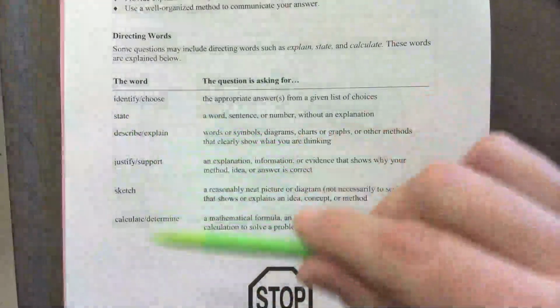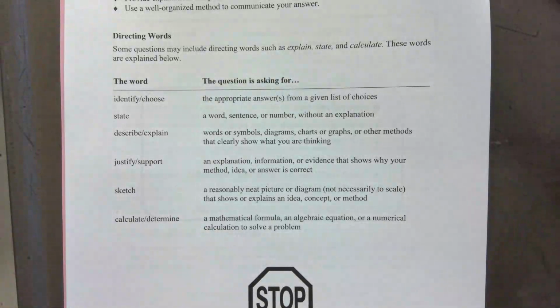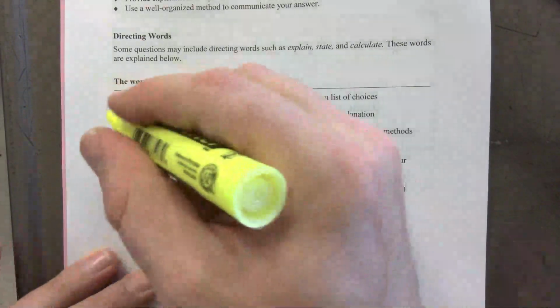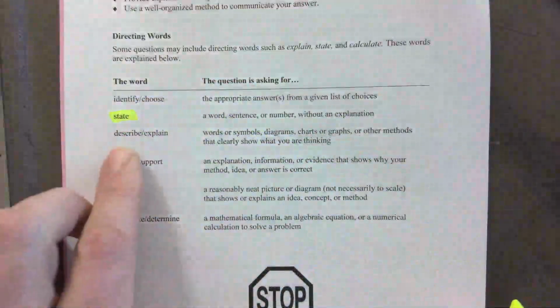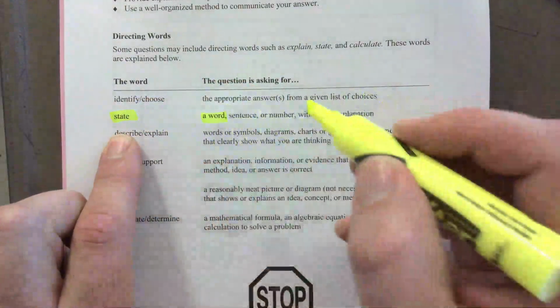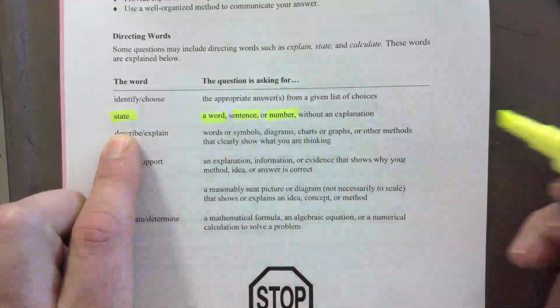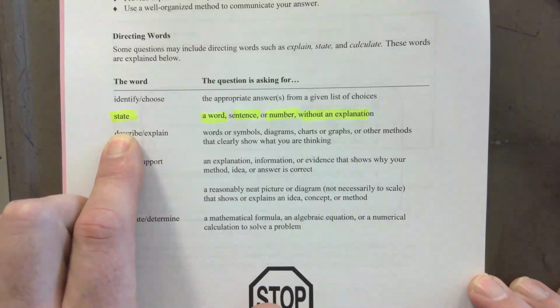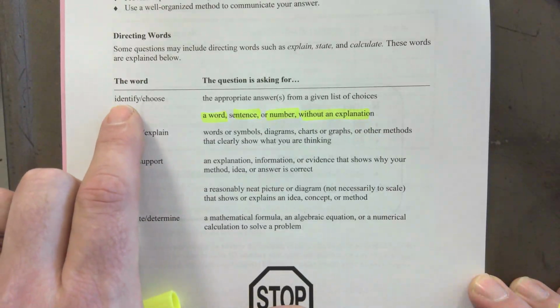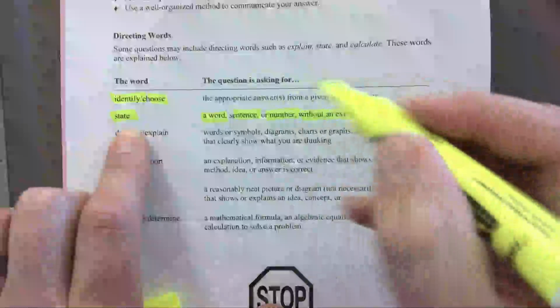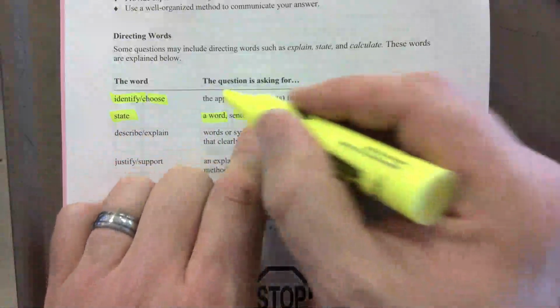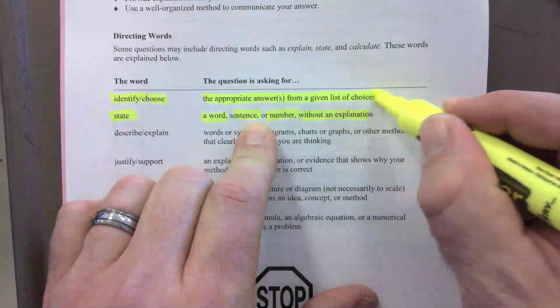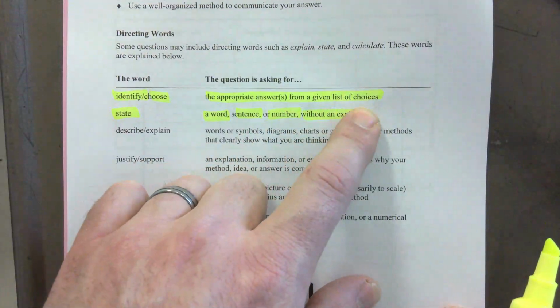And here are some words that you might see; this is always going to be there. So if you're reading a question and it says state, state is very common. All you need is a word, a sentence, a number without explanation. You don't need to explain if it says state, right? So, boom, that's it. If it says identify or choose, guess what? You're going to have to choose the appropriate answer from a given list of choices.